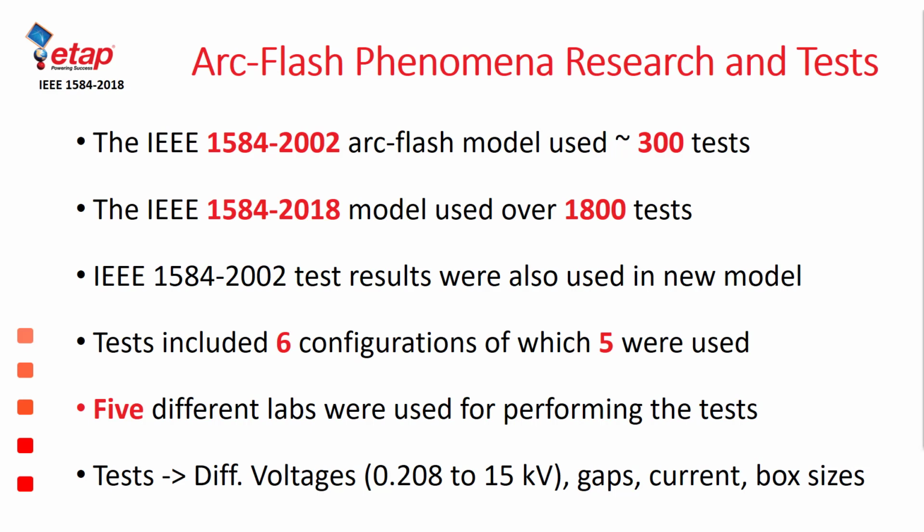The tests included 6 different electrode configurations, out of which only 5 were used to develop the final arc flash model. The tests were aimed at improving the accuracy of the simulation of arc flash events at different voltage levels with different conductor gaps, different short circuit current levels, and enclosure sizes.